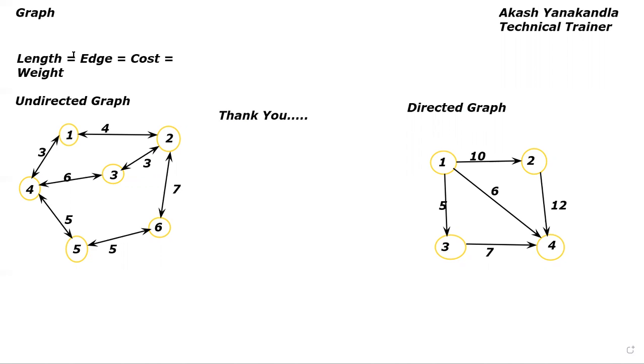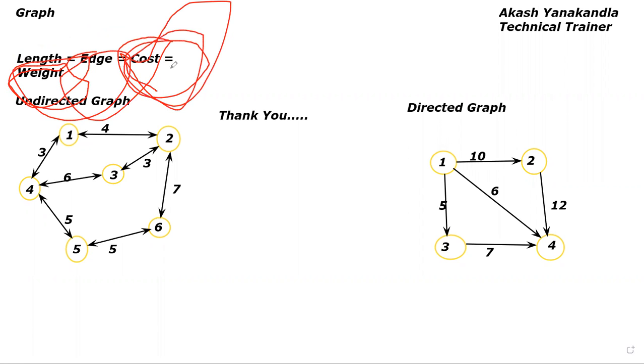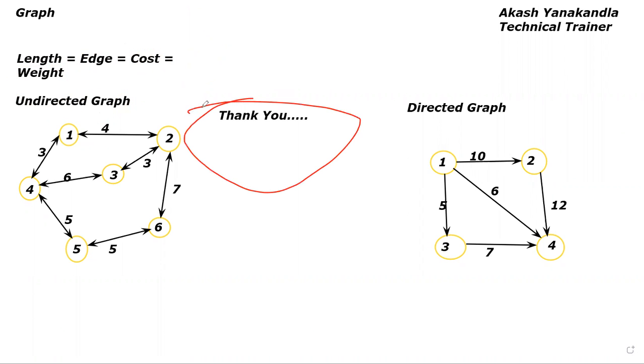And another thing, the new terminology which we got to know in this session is that edge is also known as length, edge is also known as cost, and edge is also known as weight. This is the thing to be remembered before the end of this session. These are the terminologies used mainly in computer science courses, in data structures, and even in high level advanced algorithms also. Thank you and have a nice day.